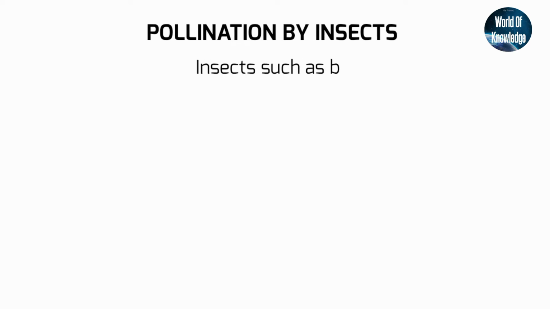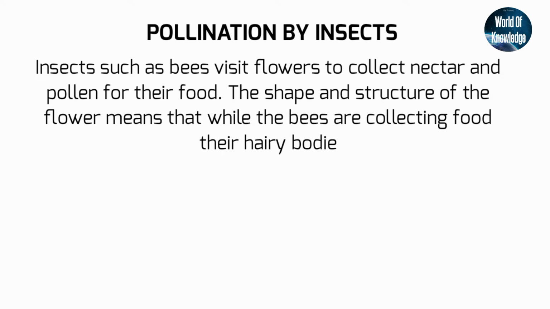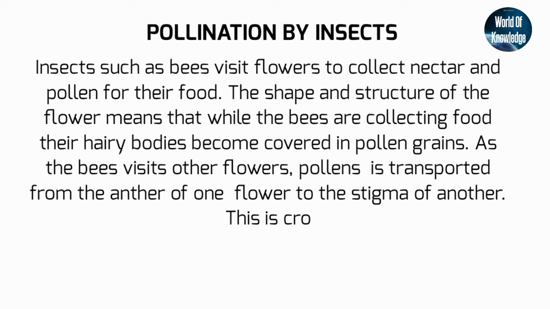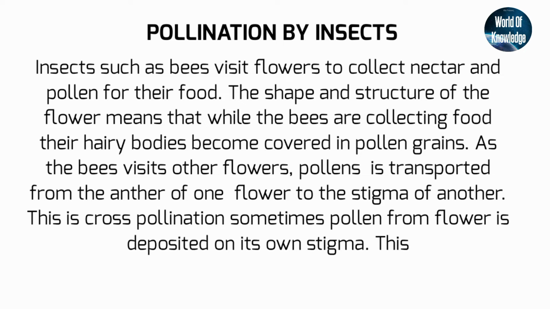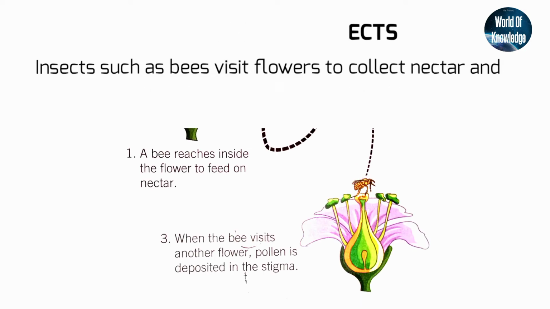Pollination by insects. Insects such as bee visits flowers to collect nectar and pollen for their food. The shape and structure of the flower means that while the bees are collecting food, their hairy bodies become covered in pollen grains. As the bee visits other flowers, pollen is transported from the anther of one flower to the stigma of another. This is cross-pollination. Sometimes pollen from a flower is deposited on its own stigma. This is self-pollination.